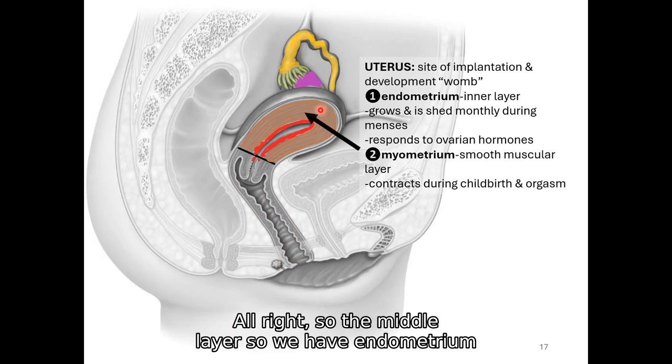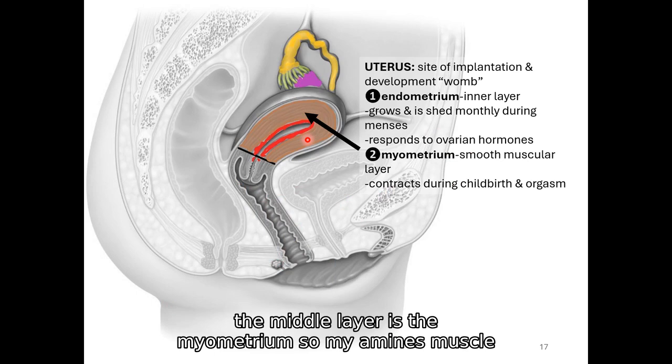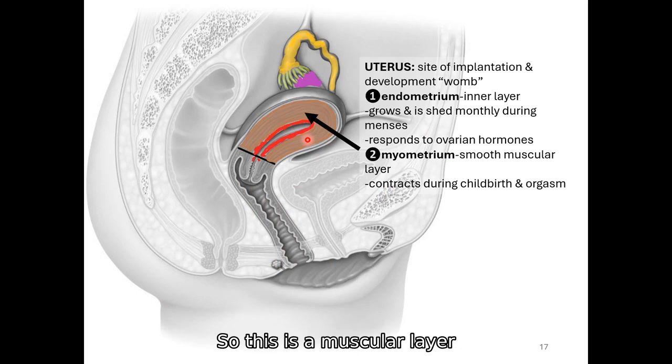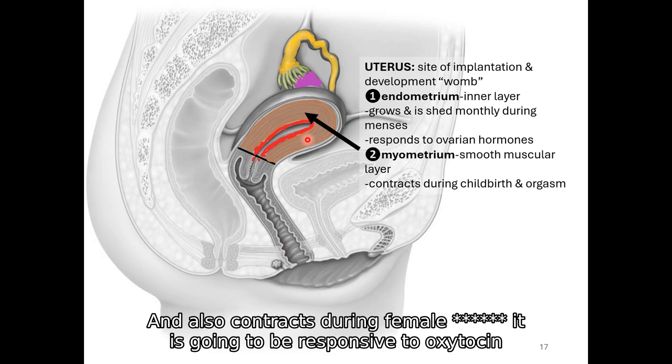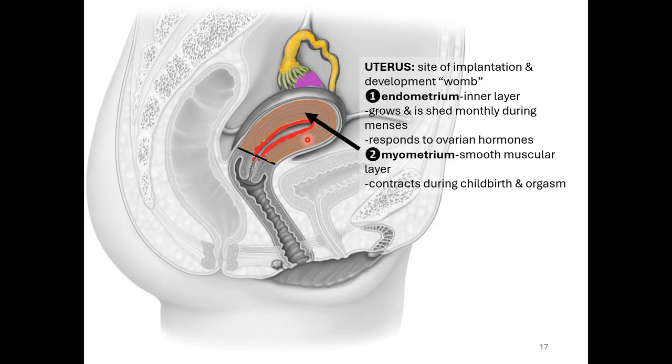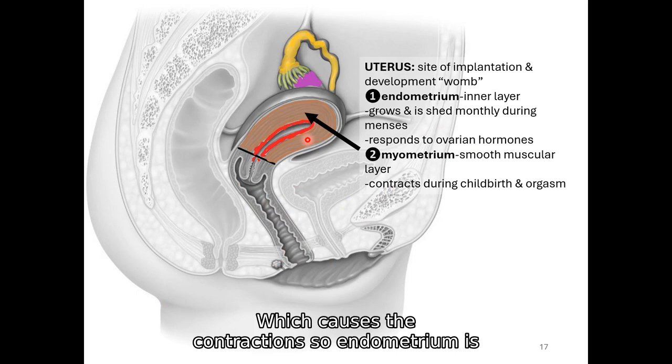All right, so the middle layer, so we have endometrium. The middle layer is the myometrium. So myo means muscle. So this is a muscular layer. So interlacing directions. It is going to contract during childbirth, and it also contracts during female orgasm. It is going to be responsive to oxytocin, which causes the contractions.